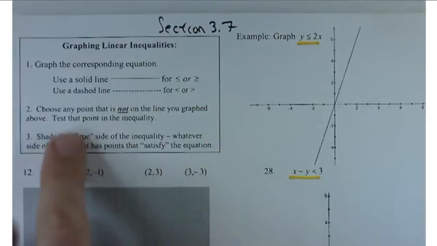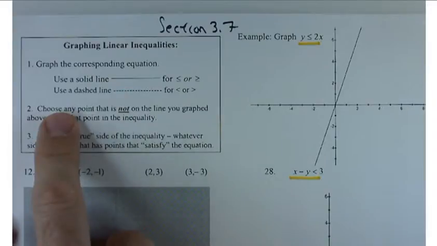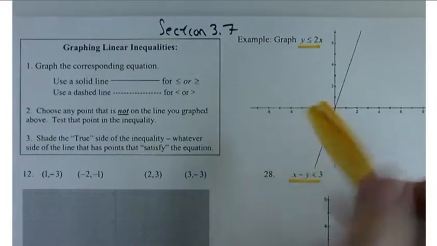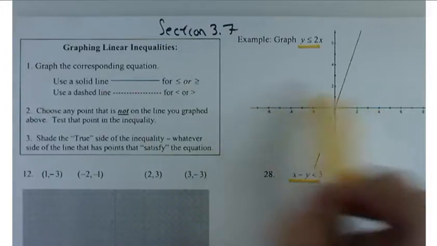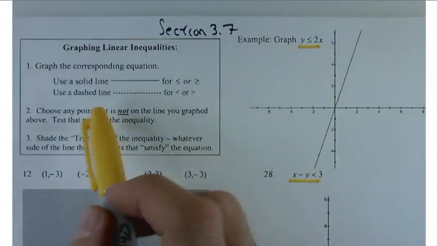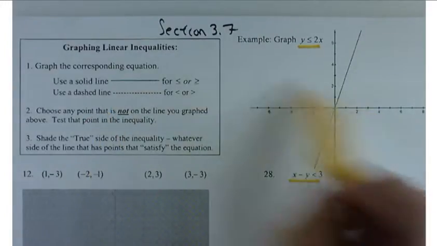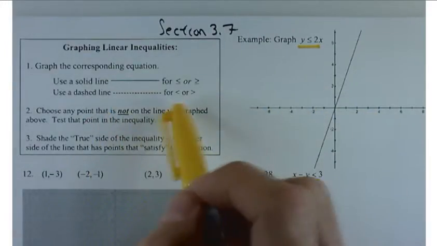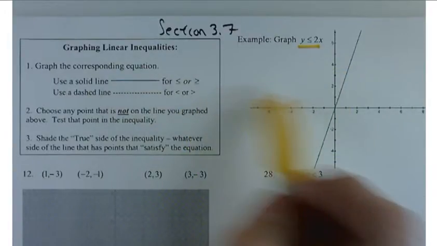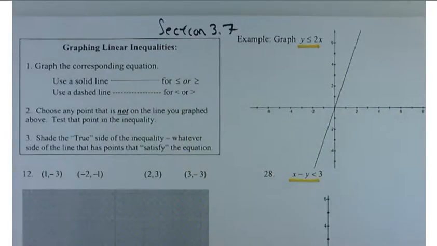From there, though, things change a little bit. It's no longer just graphing a line. We're going to have to decide what side of the line has the points that satisfy this inequality. So you're going to pick a point off of this line and test it in the inequality. See if it works. And then depending on if it works or not, you're going to shade one side of the inequality or the other.